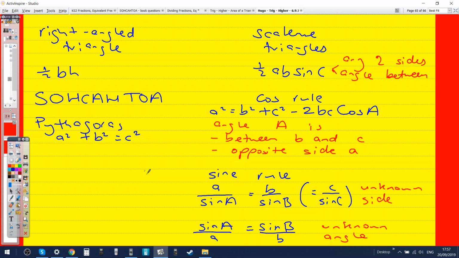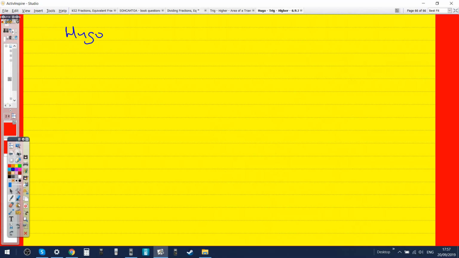Equals c squared. And you can see how if you have the cos of 90, it's 0. So that's like minus 0, so you end up with Pythagoras anyway. It's kind of where it comes from.